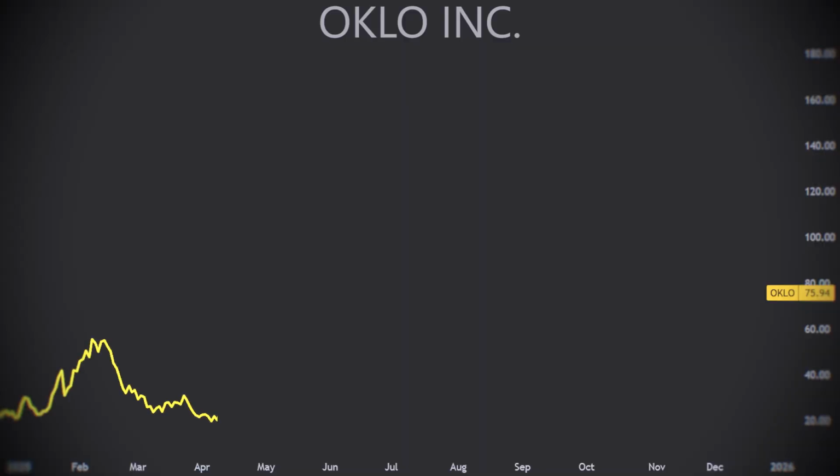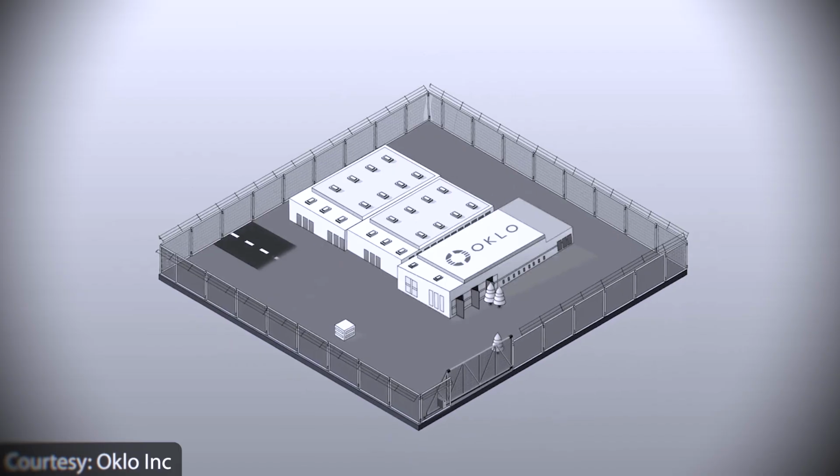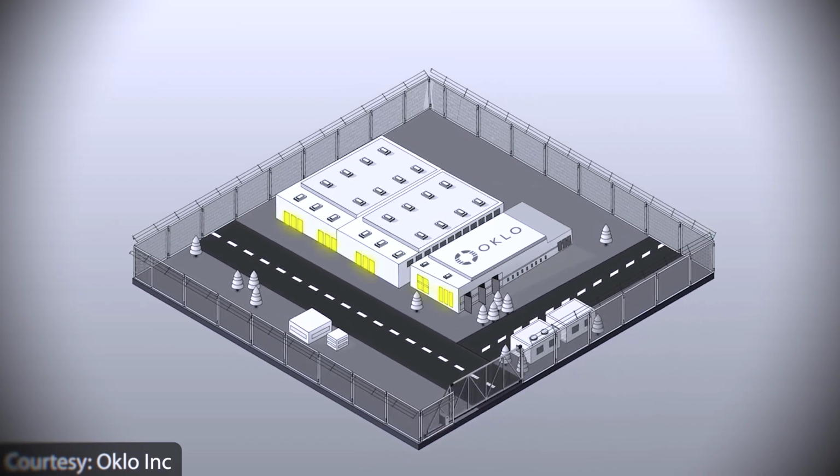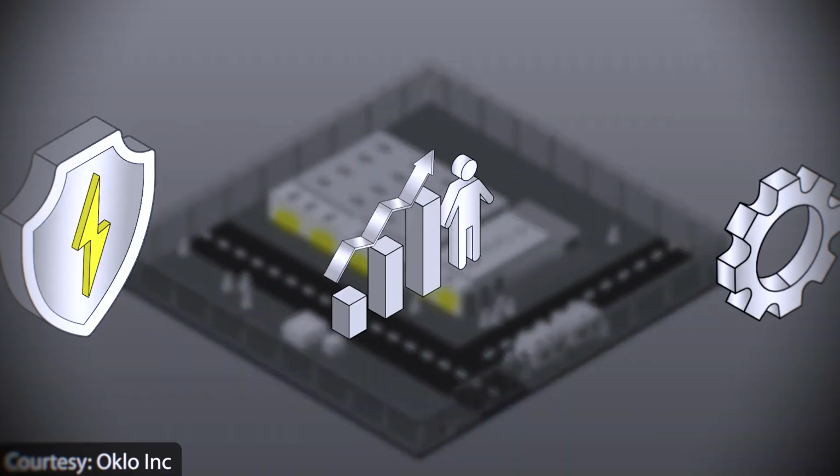While Oklo's stock is still up sharply year to date, it has fallen more than 50% from its recent highs, resetting expectations and materially improving the risk-reward profile. And what changed beneath the surface is far more important than the price action. The most critical development is regulatory.